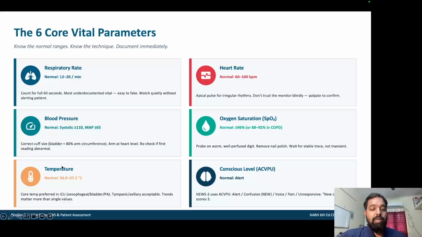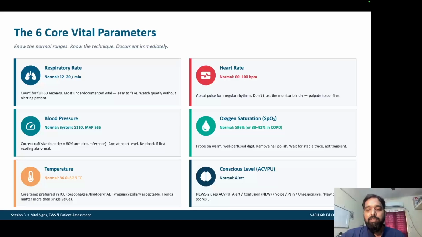Regarding the temperature, the normal range is 36 to 37.5 degrees centigrade. Core temperature is preferred in the ICU, measured from the esophagus, bladder or pulmonary artery catheter. Tympanic and axillary are acceptable. The trends matter more than single values. Regarding heart rate, the normal is between 60 to 100 beats per minute. Use the apical pulse for irregular rhythms. Don't trust the monitor blindly. Palpate to confirm.